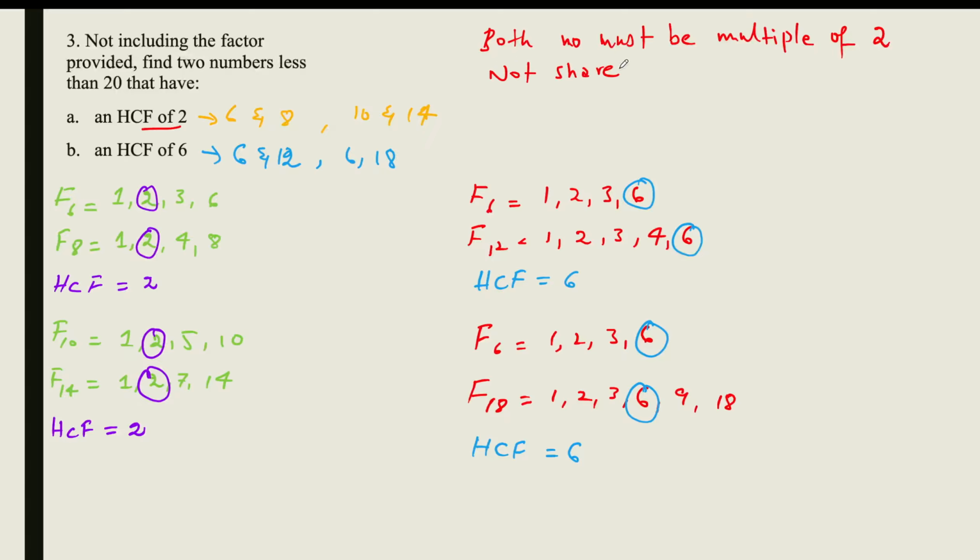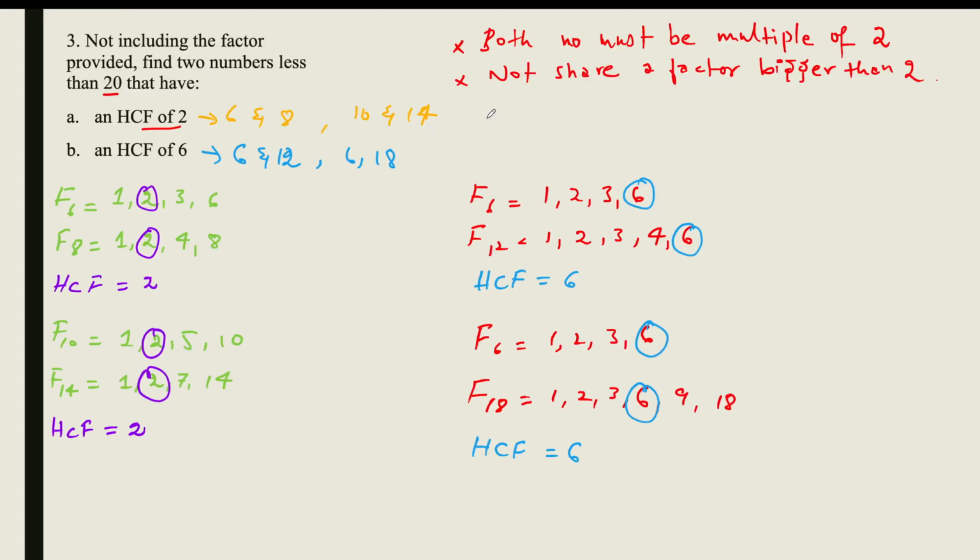not share a factor bigger than 2. And why? Because they must not both be multiples of 4, 6 or 8 in a way that creates a larger common factor if they are having any bigger factor. And the third condition that we have to consider, as mentioned in the question, is that the numbers should be less than 20.